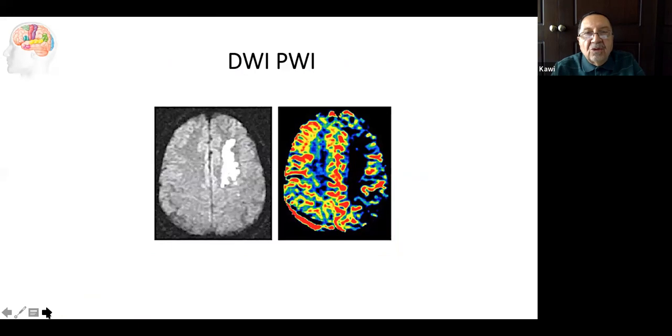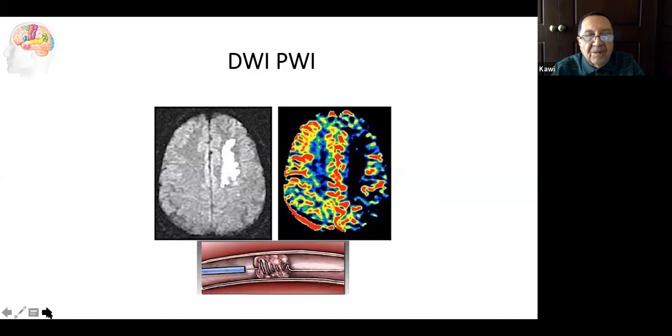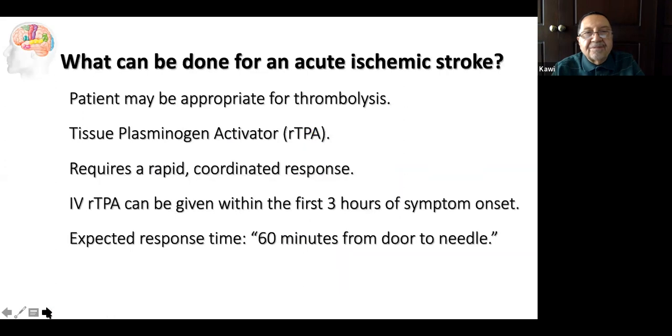How do we do that? We do the diffusion weighted imaging, which shows us the area that has infarcted. And we do by CT scan a perfusion weighted image. Perfusion weighted image shows us the area that is suffering from lack of blood supply. Of course, over here, the red means that there is good blood supply. Over here, we don't have a good blood supply. And that is an area that is compromised more than the area that is damaged by diffusion weighted image. And the idea is to go to the clot and remove it. There are certain devices that can remove the clot.